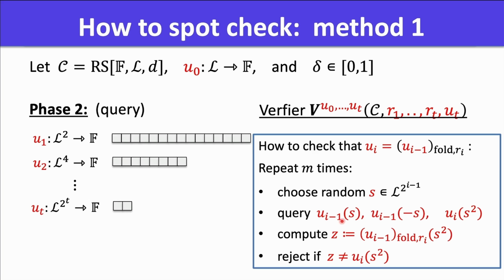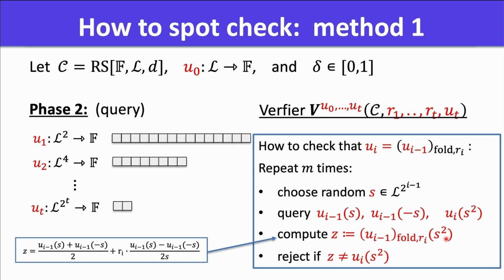Now, given u_{i-1} at s and at minus s, we know that we can compute the correct folding of u_{i-1} at s squared, and we even wrote down what the formula is. Here, this z is simply computed by this simple formula, and that computes the correct folding of u_{i-1} at the point s squared. And then we can just compare and see if z is equal to u_i at s squared. And if the verifier ever encounters a spot check that doesn't verify, the verifier rejects the entire proof.